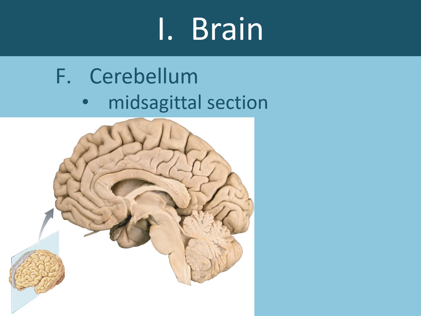In this mid-sagittal section of the brain, you can see the cerebellum located here. This region right here. Anterior to the cerebellum is the pons, this kind of larger, swollen region of the brainstem. Above the pons was the midbrain, and below the pons is the medulla oblongata.